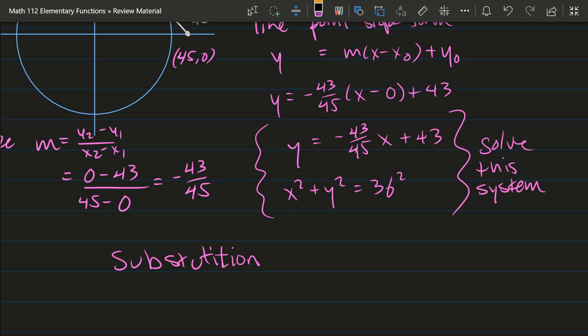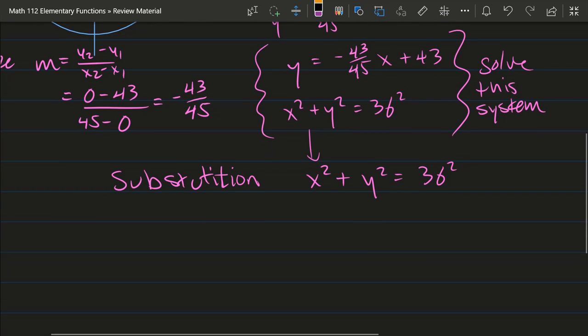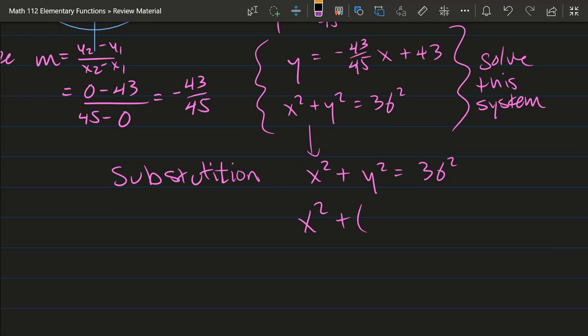Hopefully that's right. Substitution. All right, so we have x squared plus, here's the substitution that I'm making. I'm just copying down this second equation, and I'll write it out first, then we'll make our sub. So now I'm going to take out y and plug in negative 43/45 x plus 43. Still squared equals 36 squared.